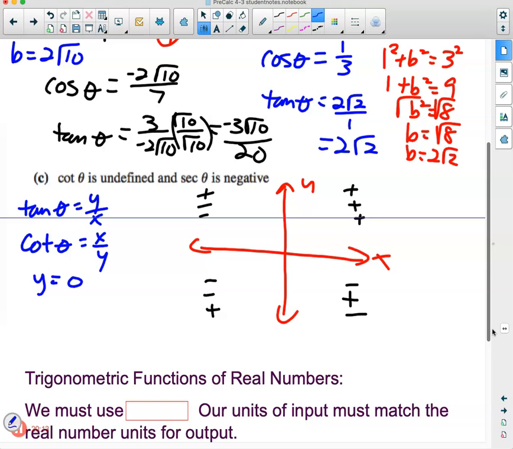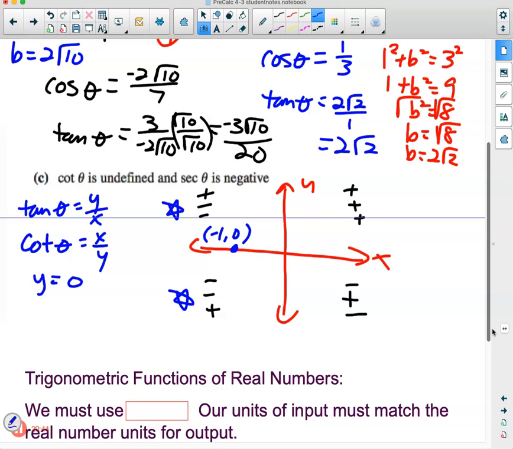But the other part is secant is negative. Now we already said secant is what you get when you flip cosine. So let's see. Cosine is negative here and here. Oh, and y has to be 0. Got to be there. It's the only way that's going to happen. So this is our little negative 1, 0.